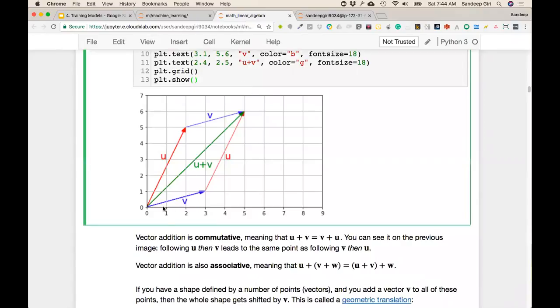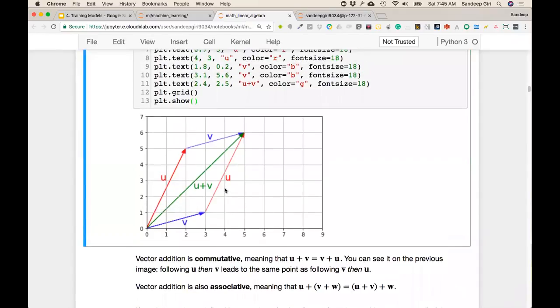Or you can think of it like you're sitting in a bus, and the bus is going in this direction, and you throw something in this direction. Your effective direction is going to be this. The direction of the projectile, or whatever you threw, is going to be in this direction for the person who is standing on the road. That's how you can visualize the addition of the two vectors.